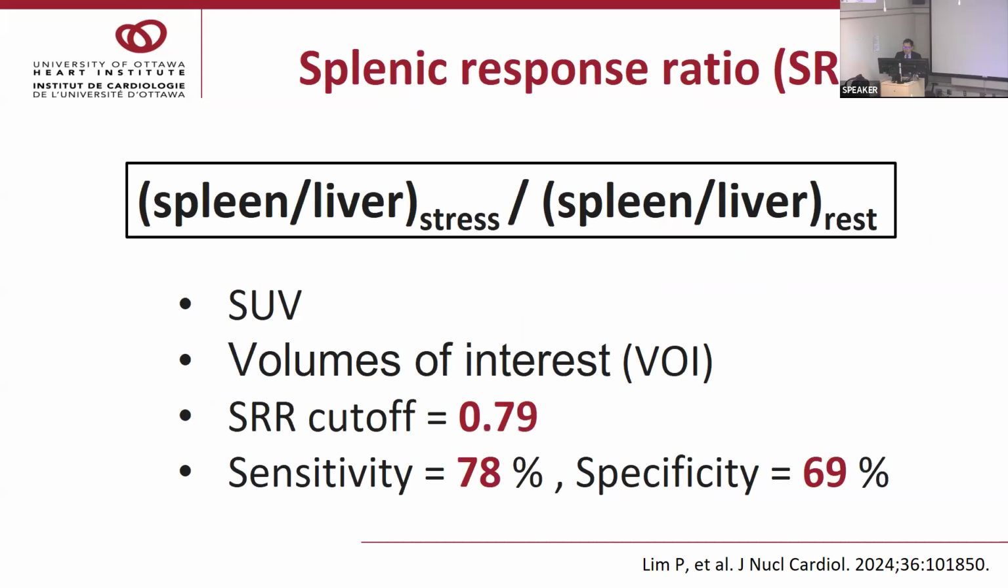Splenic response ratio, SRR, is a quantitative measure of splenic switch off. SRR can be measured by this formula using SUV values in the spleen and liver. The suggested cutoff value is 0.79, with a sensitivity of 78% and specificity of 69%. We sometimes use this quantitative measure when the visual assessment of splenic switch off is inconclusive or borderline.